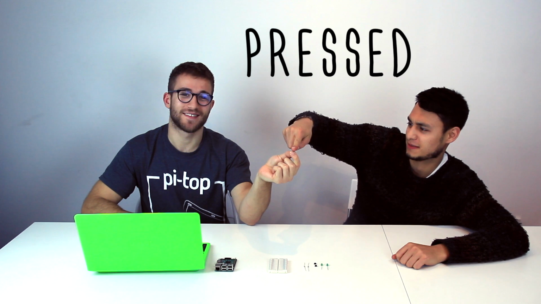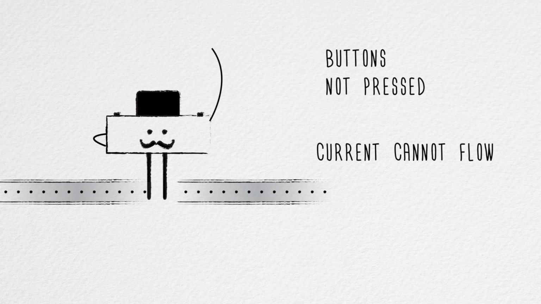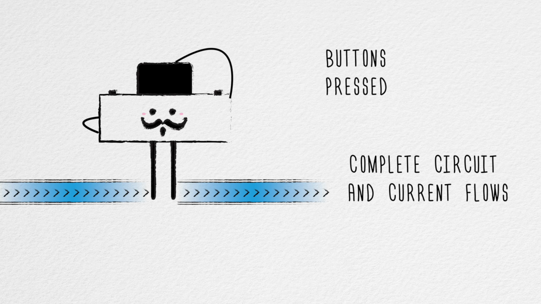I'm impressed. They're pretty simple. While not pressed, the current can't flow through. While pressed, you complete the circuit and the current can flow. So that's LEDs, resistors, and buttons covered.